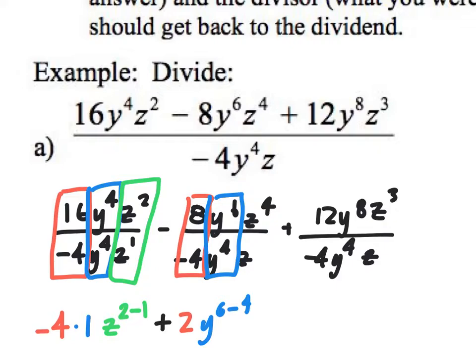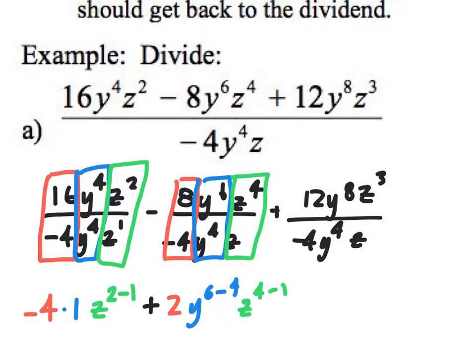And then if I've got z to the fourth over z, I'm going to write that as z to the 4 minus 1 power. Okay. On this next part, let's take a look at these numbers.